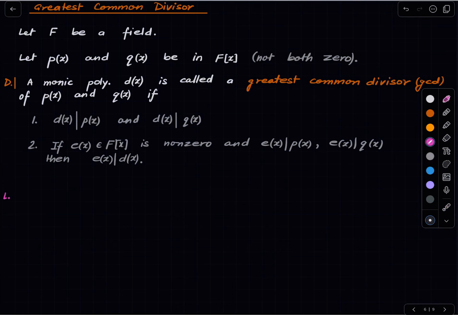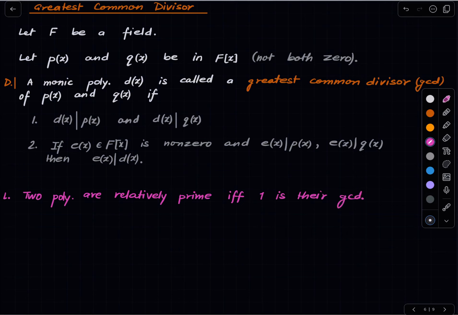that you can prove as an exercise. So two polynomials are relatively prime if their GCD is 1, or if 1 is their GCD.